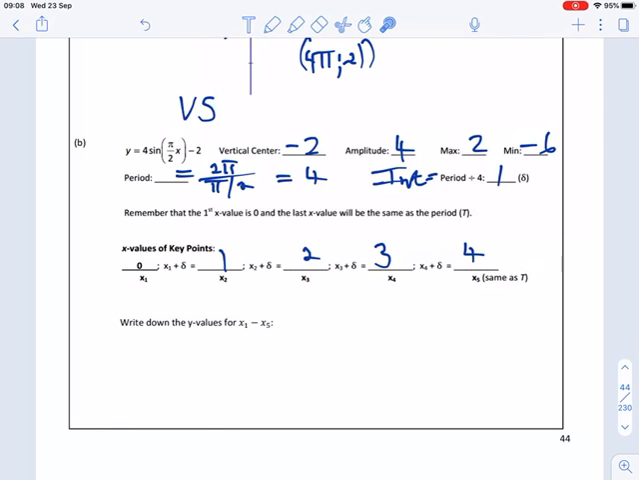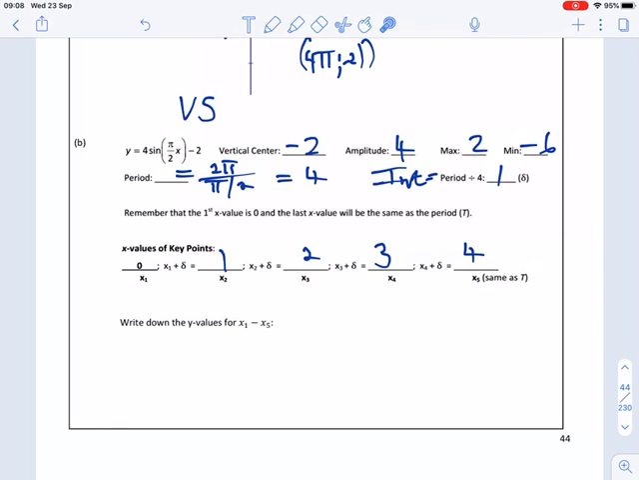The period must be 2 pi over the value in front of x. So it's 2 pi over 2. That gave me pi, and I must divide that by 4 to get the intervals. Right, so now I start at 0 and add intervals. So I must start 0, add 1, add another one, add another one, add another one.